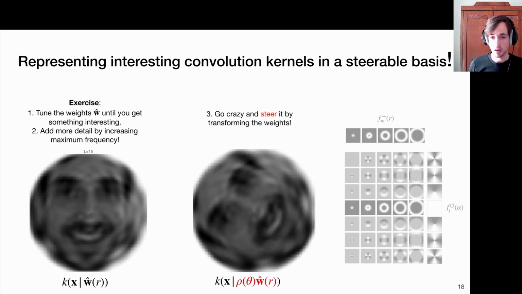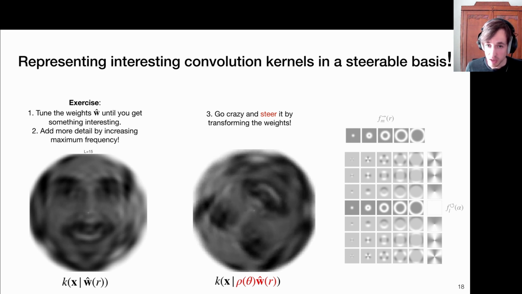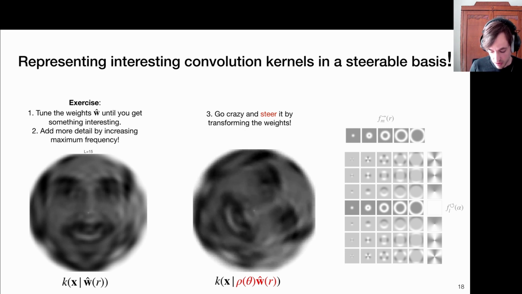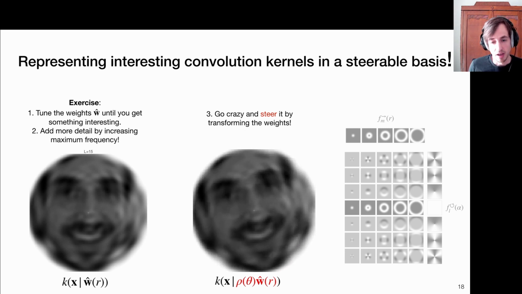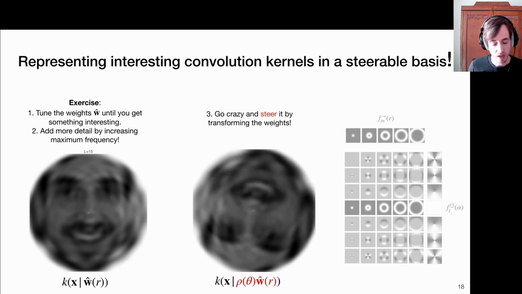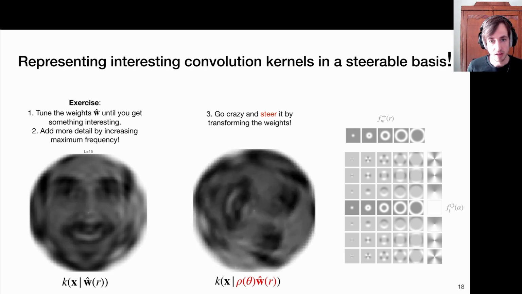And to do that, especially in group convolutions, we need to start rotating these convolution kernels. And now we can simply do that by transforming the weights. And this has some very nice implications, some results that we can build on. And that's what we're going to do in the next videos.